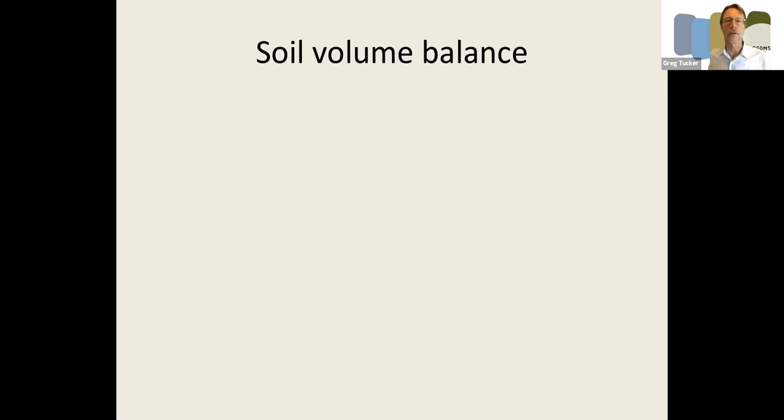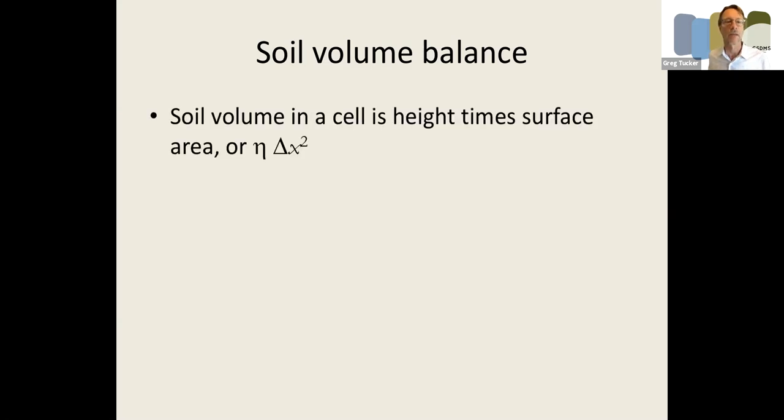Now we can think of how to operationalize the soil volume balance on our cellular landscape. First of all, think about how much volume of soil inside a cell you have. If the cell's height is eta and its surface area is delta x by delta x, or delta x squared, then the bulk volume of soil would be eta times delta x squared. So that's the volume quantity.